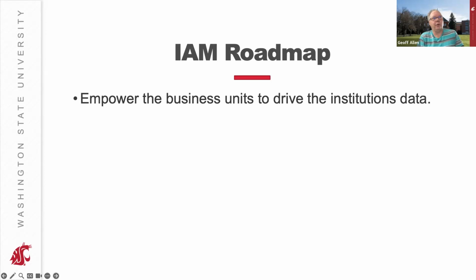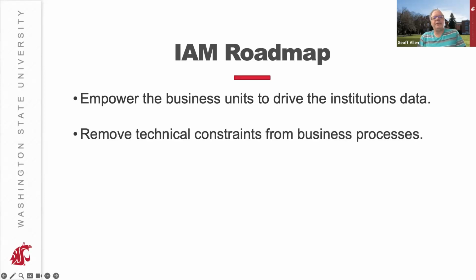It sounds like a fairly straightforward concept, and it is, but there's a lot of convoluted things in place today that have just built up over time that get in the way of that. The second is related: remove technical constraints from business processes. A lot of times we have things that aren't actual business needs, but are simply a technical requirement or a holdover from a previous technical requirement that really doesn't exist anymore. So we're removing those where we can.